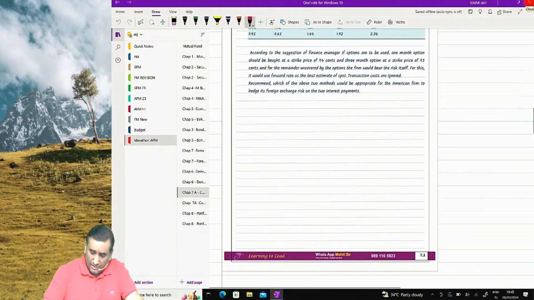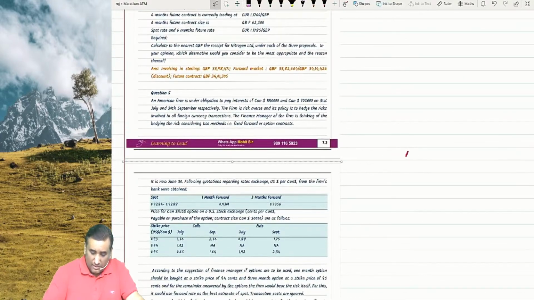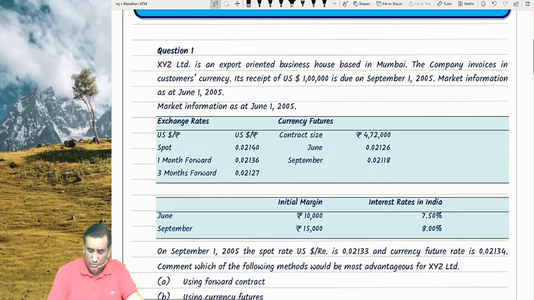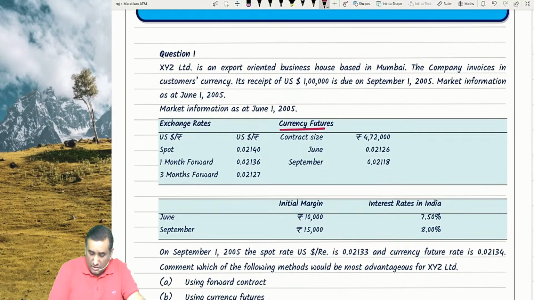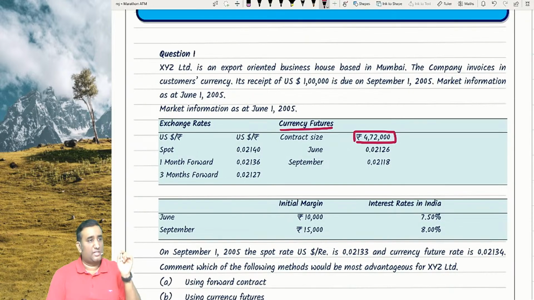How will you identify what has to be done? Look at this question. I'll go one by one. For example, the first question. It says currency future contract size is rupees 4,72,000. A contract can be only of a share or commodity. That means whatever action you have to take, whether F plus, F minus, C plus, C minus, P plus, or P minus, it has to be in rupee. The second currency, dollar, is the price. So it becomes very uncomfortable. How can rupee be a commodity? Rupee is a share here.